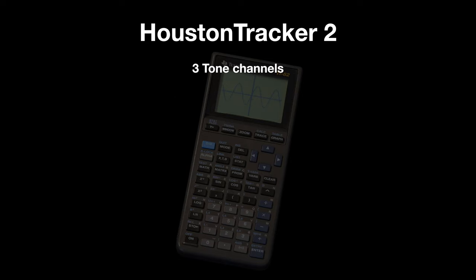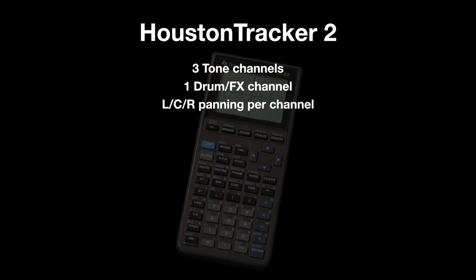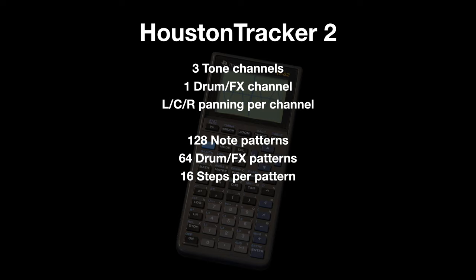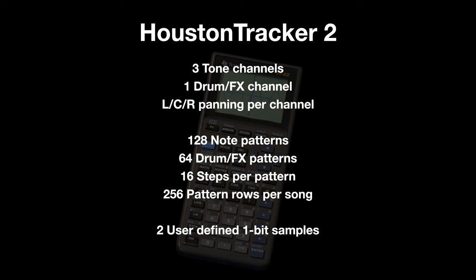HoustonTracker 2 has three tone channels, square waves, each with a programmable duty cycle, and one drum and FX channel. The channels can at any time be panned left, center, or right. Per song, it stores up to 128 note patterns and 64 drum and FX patterns. Every pattern has 16 steps, and a song contains up to 256 pattern rows. In addition to all this, it also supports two user-defined 1-bit samples. I used basically all of the features described above in the song I will soon play for you.